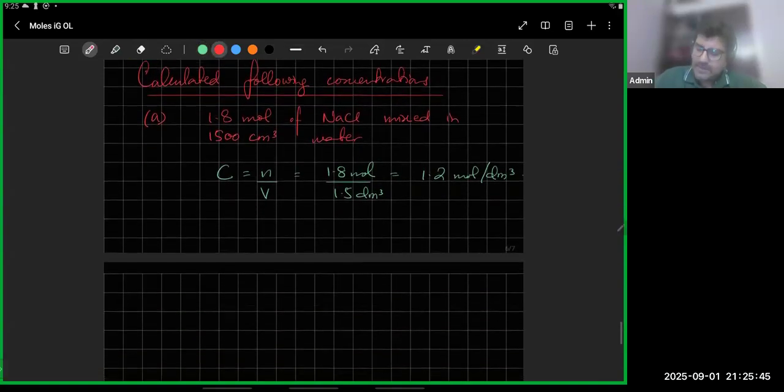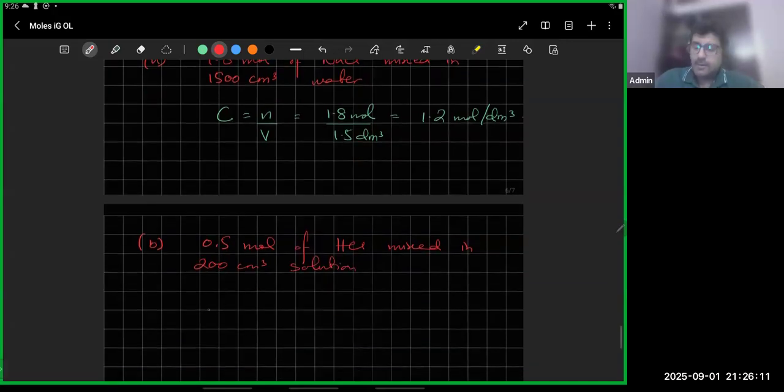So similarly, we can have another one, which is 0.5 moles of HCl mixed in 200 cm cube solution.